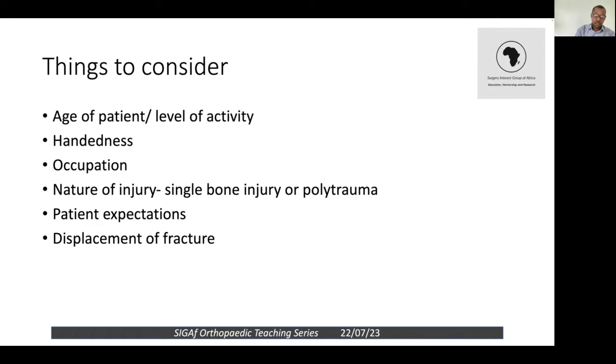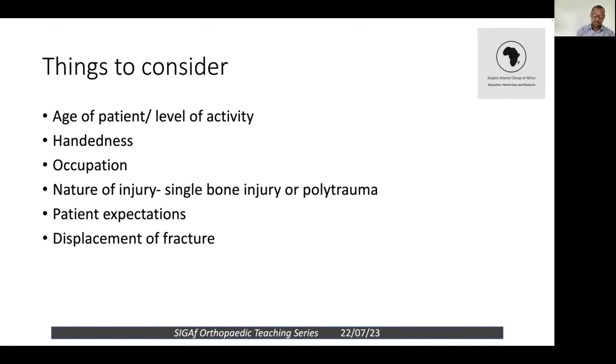So when we're assessing and treating these patients, you want to consider their age and their level of activity. The way you treat a patient who's 99 years old with a distal radius fracture, who's maybe in a care home being looked after and not very mobile, would be very different to a business executive in London who's in their mid-80s in a high functioning job. And you want to know if the patient is right-handed or left-handed, and particularly what they do.